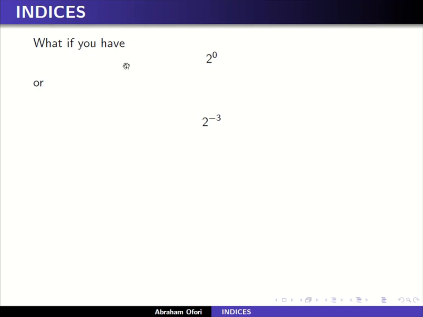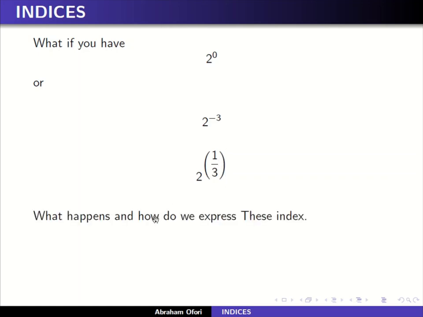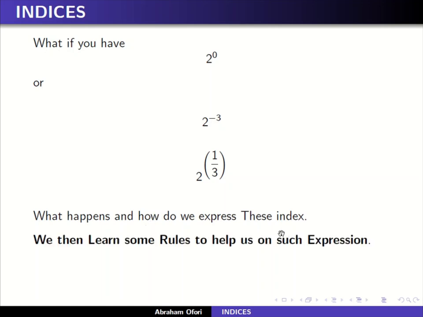So what if you have something like this, 2 to the power 0? What happens? Does this mean you are multiplying 2 by itself 0 times? Or if you have 2 to the power negative 3, it means I'm multiplying 2 by itself negative 3 times. Or if I have 2 to the power 1 over 3, it means I'm multiplying 2 by itself 1/3 times, or what? So how do we express these? We then learn some rules to help us with such expressions. Before you can know all these, you have to learn some rules.